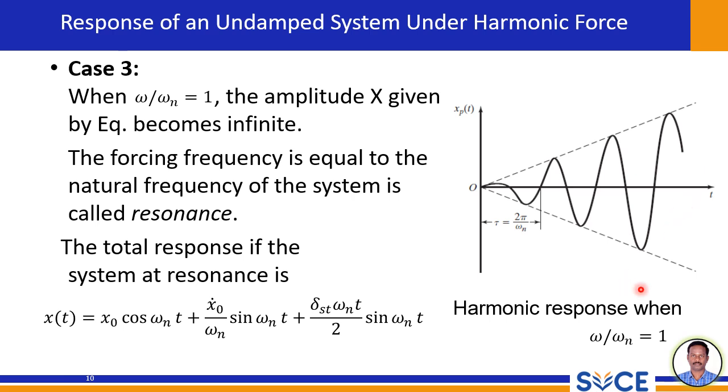Then the total response for this kind of system, that is at resonance, is represented by this equation. The key term is the last term. The presence of the term t indicates the linear growth of the amplitude over a period of time.